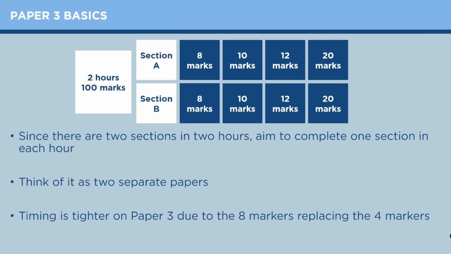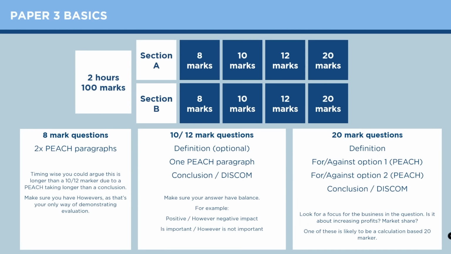But there's an 8 marker instead of the 2 4 markers, and that does mean that timing is a bit tighter on Paper 3 because the 8 marker, certainly in my opinion, takes longer than 2 4 markers. In fact, I'm of the opinion that an 8 marker takes potentially just as long, if not longer, than a 12 marker. So let's go through how to structure the 8 markers. We'll also go through the 10, 12, and 20 as well, though they've been covered in the other videos. So if you've been watching Paper 1 and Paper 2, you'll have a bit of an idea on those.